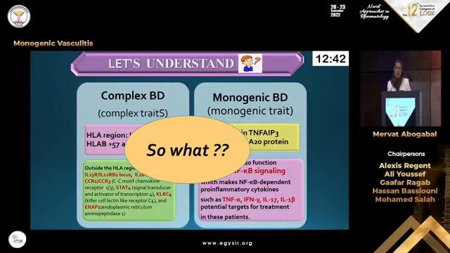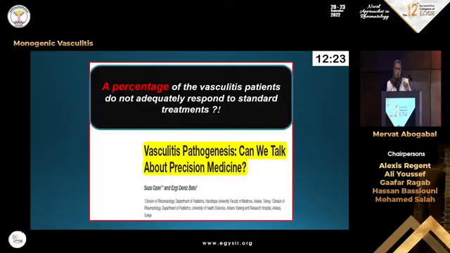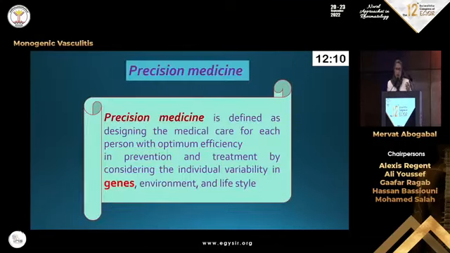And this monogenic variant of Behçet disease or of polyarteritis nodosa, as the previous example, may not respond to the standard therapy recommended for the primary complex disease, but require more targeted therapy. Hence the need for what's called precision medicine. The idea of precision medicine came from certain observation that a percentage of vasculitis patients don't adequately respond to standard treatment. Hence the need for precision medicine.